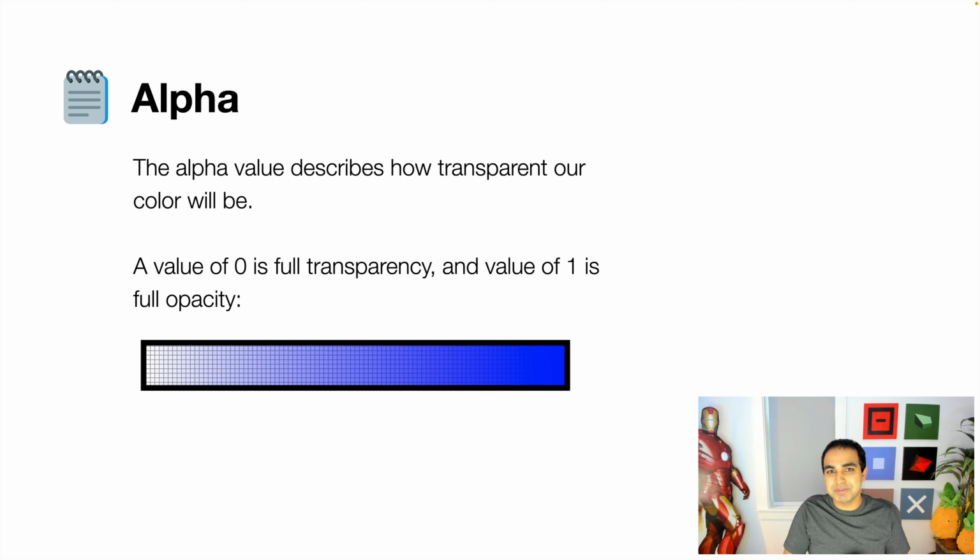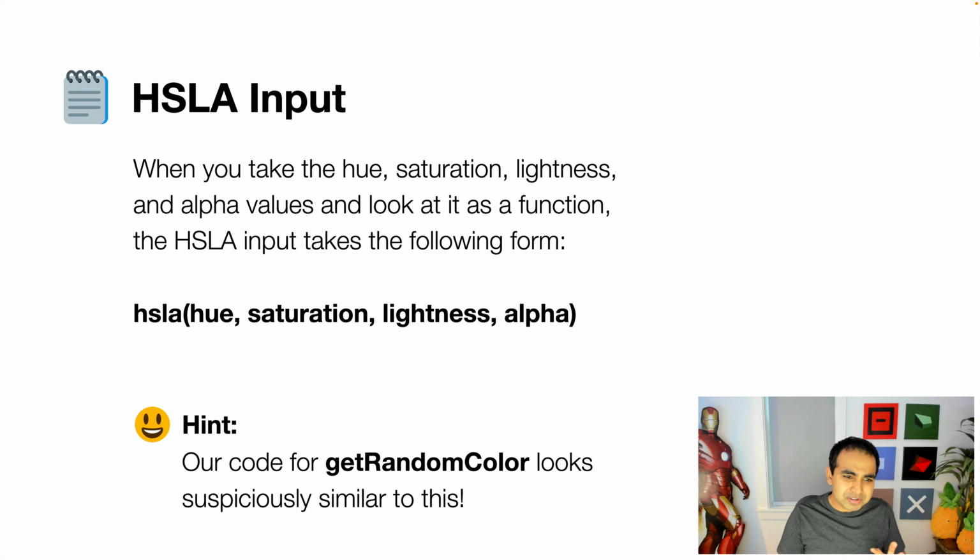And a value of 1 means there's no transparency or full opacity, which means the color we specified, or the result of the hue, saturation, and lightness, will be represented with no further modification. So those are the 4 parts that make up an HSLA color. And you can imagine if we had to think about our HSLA as a function, it takes 4 values: hue, saturation, lightness, and alpha, which nicely maps to what our getRandomColor function actually takes as its argument as well.